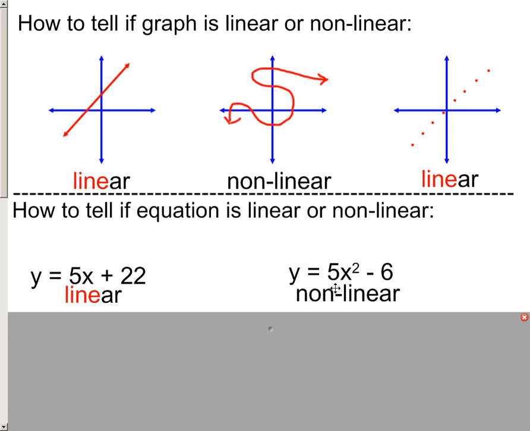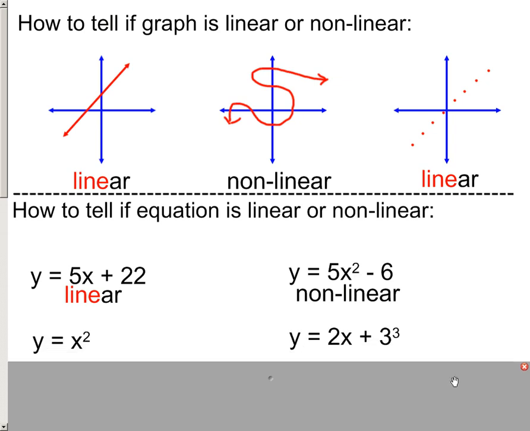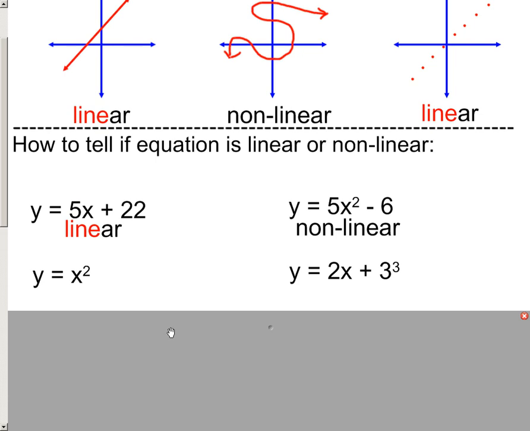And so if you're looking for the easiest rule of, hey, how can I tell if an equation is linear or nonlinear, it's pretty simple. If you see no exponents on the x, it's linear. If you see an exponent that's on the x, it's nonlinear. So let's take a look at these two equations right here.